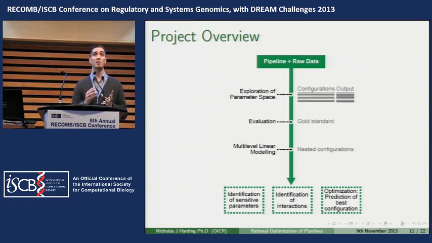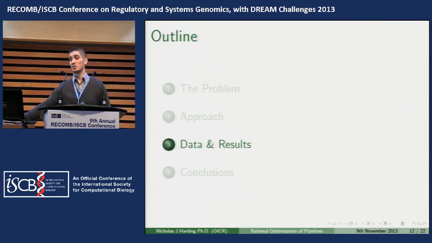For every parameter configuration that we generate, we can run the algorithm or the pipeline and generate an output. The next step is to evaluate that output, usually against a gold standard data set, which gives us a metric of the algorithm's performance. We can then apply multi-level linear modeling to try and identify the important parameters and work on identifying the good targets for optimization and to try and predict good parameter sets. Okay, so that's the overview. Now I'm going to talk about how we apply this to specific data.